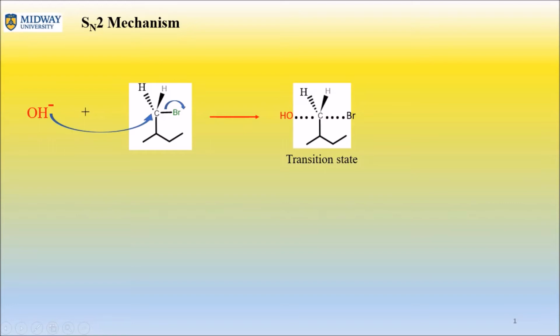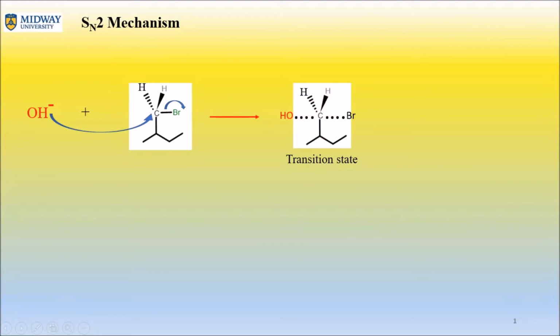A transition state is nothing but where a bond is formed and a bond is broken. So you can see that as the OH tries to make a bond with the carbon, the bond between the carbon and the bromine, which is the leaving group, is getting broken at the same time. So that is a transition state where a bond is being formed and a bond is being broken, which happens in almost every chemical reaction. Every chemical reaction involves bond formation and bond breakage, so almost all chemical reactions involve a transition state.